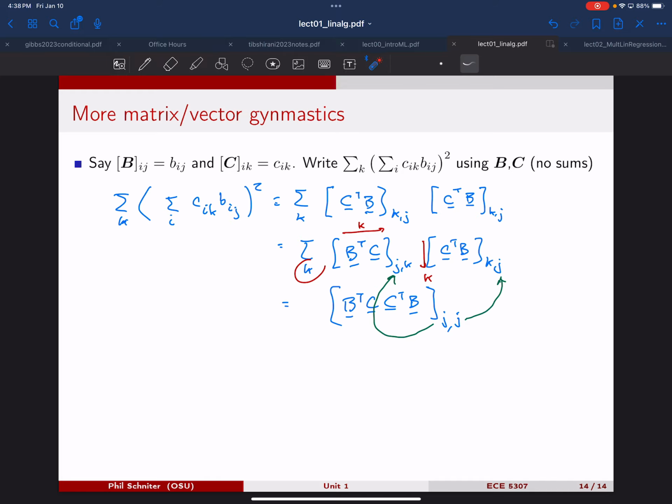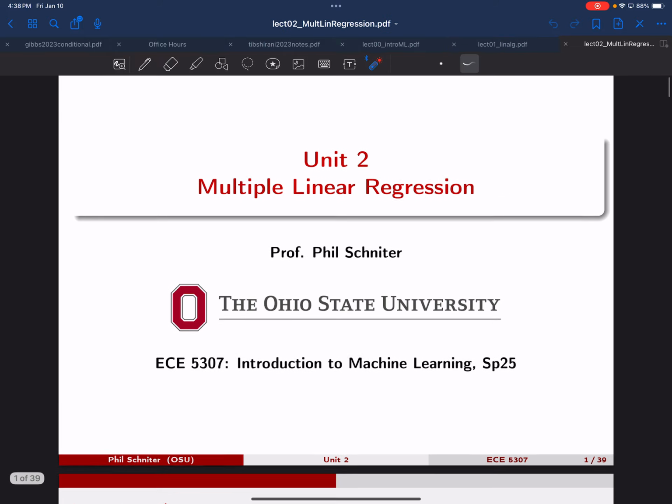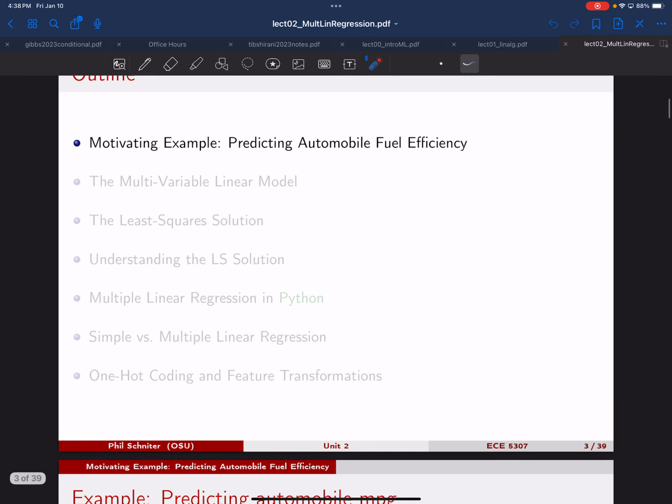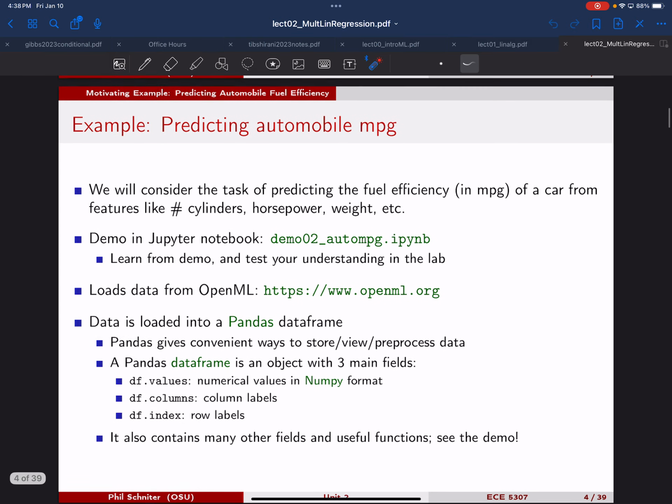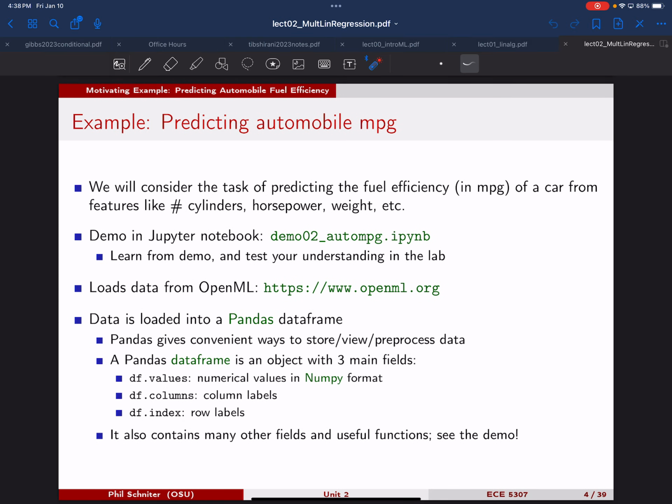Excellent. So let's move on to lecture 2, multiple linear regression. And let's just start with the example. Each one of these units is going to have a data set, an application, that we're going to use throughout the lecture to illustrate coding concepts, theoretical concepts, and general machine learning concepts. So in this second unit, we have a data set that has to do with predicting automobile fuel efficiency in miles per gallon. And so that's the task.